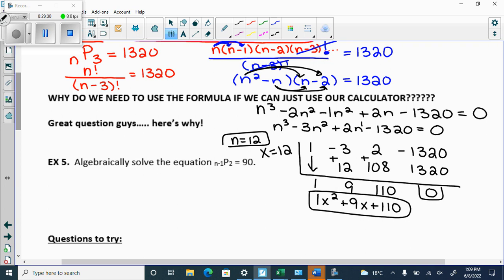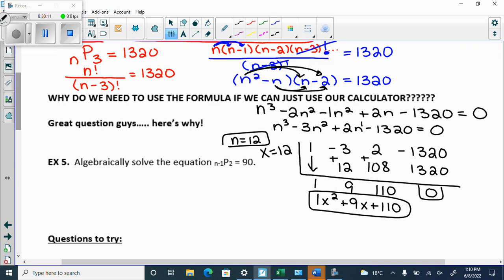How many x-intercepts are on that baby? How many times did it cross the x-axis? Did you type it in? You want your y equals and type in x squared plus 9x plus 110. It doesn't cross at all. It has a y-intercept of 110, and it's concave up. There are no x-intercepts here. That's why there are no solutions here, right? And if we did do the solutions, if they were negative, they'd be out as well, right? Remember that? So our answer is n equals 12.